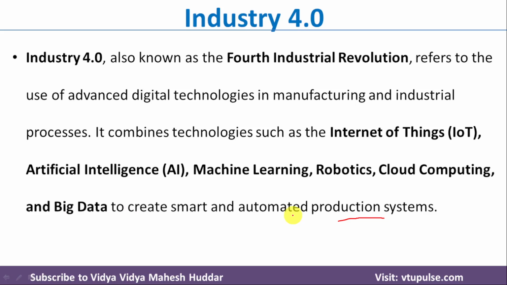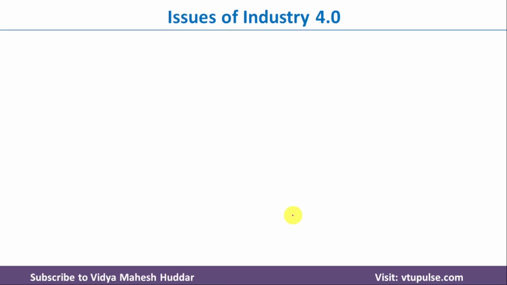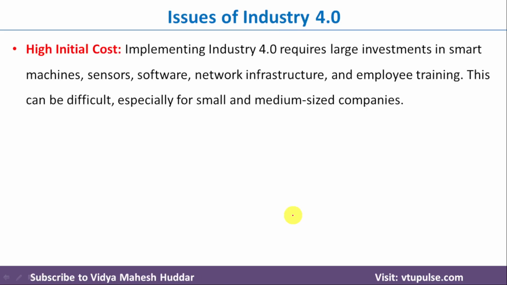So now we will discuss what are the issues of Industry 4.0. The first issue is high initial cost. To implement Industry 4.0 requires large investment in smart machines, sensors, software, network infrastructure and employee training. This can be difficult and it is very costly for small and medium sized companies.